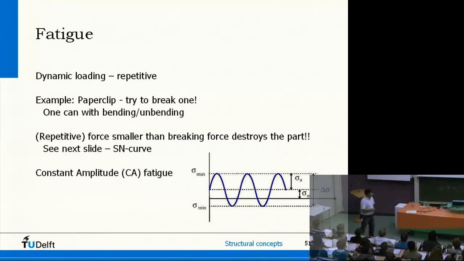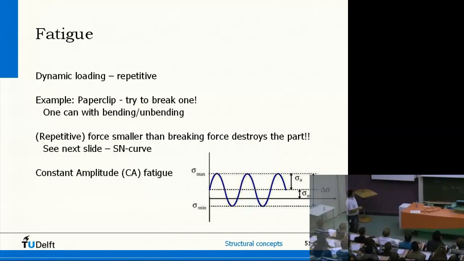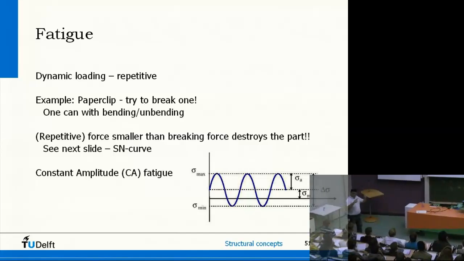A few things about fatigue. It is a dynamic loading. It's an alternating loading. Think about the paperclip. You cannot break it with your hands, but as soon as you bend it multiple times, ultimately it fails. That's also some kind of fatigue. Yeah?